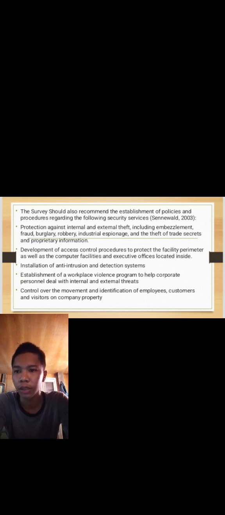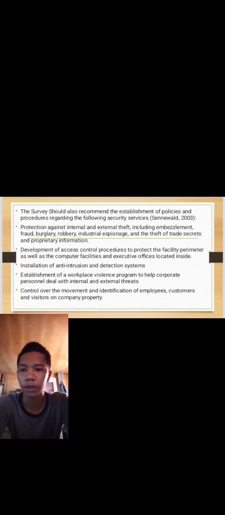Sennewald, 2003. The protection against internal and external theft, including embezzlement, fraud, burglary, robbery, industrial espionage, and the theft of trade secrets and proprietary information. Development of access control procedures to protect the facility perimeter as well as the computer facilities and executive offices located inside. Installation of anti-intrusion and detection systems.